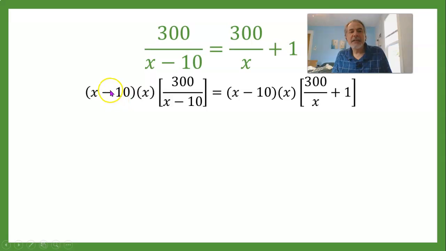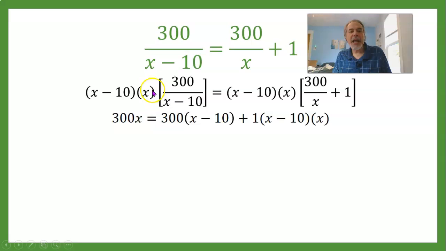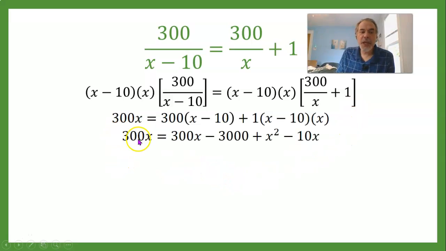So when I do that and I cancel what I can cancel, I get 300x, because the x minus 10 over x minus 10 divided out, equals 300 times x minus 10, because the x over x divided out, plus 1 times x minus 10 times x. Nothing divided out there. Now when I multiply things out, that's 300x equals 300x minus 300 times 10 would be 3,000, plus 1 times x is x squared, and 1 times x times minus 10 is minus 10x.